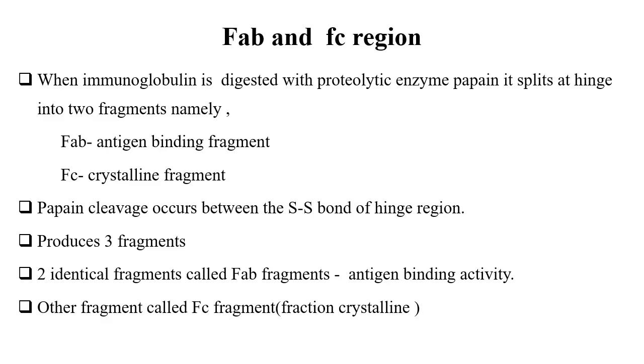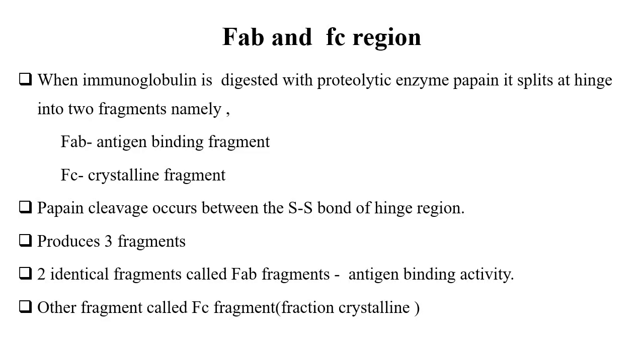Fab and Fc region. When immunoglobulin is digested with a proteolytic enzyme called papain, it splits at the hinge into two fragments, namely the Fab region and the Fc region. The Fab region is called the antigen binding fragment. The Fc region is called the crystallizable fragment.